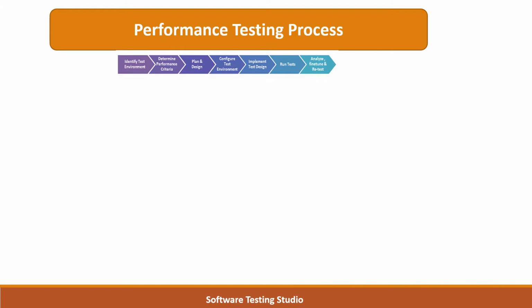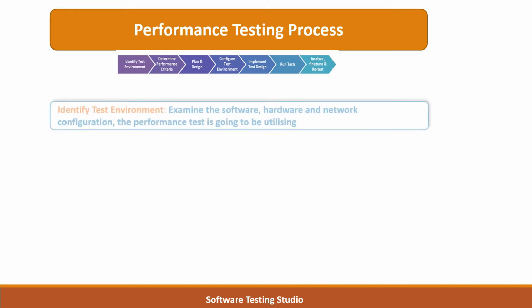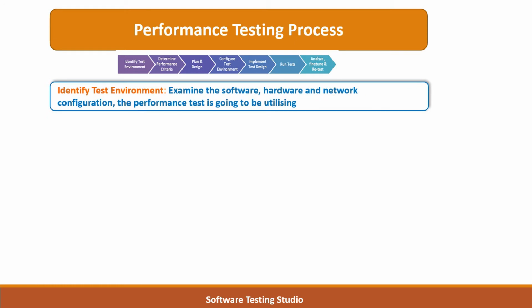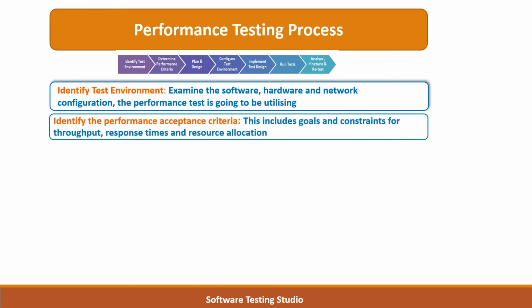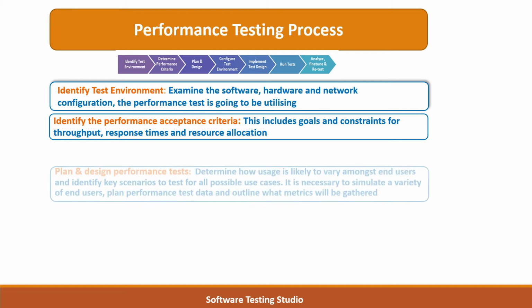The performance testing process involves a number of steps. First, identifying the test environment. At this step, we need to examine the software, hardware, and network configuration the performance test is going to be utilizing. The next step is to identify the performance acceptance criteria. This includes goals and constraints for the throughput, response time, and resource allocation. Next, we need to plan and design performance tests.